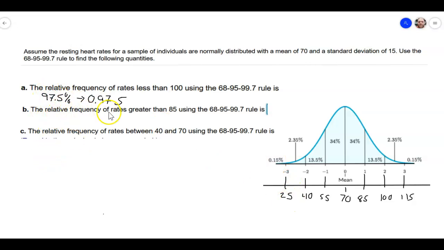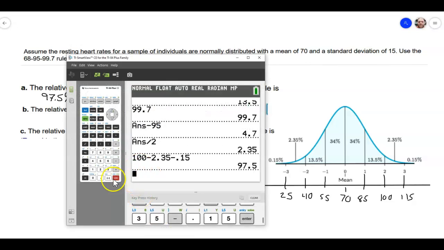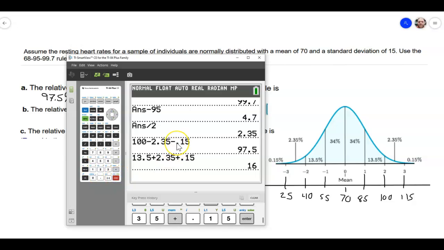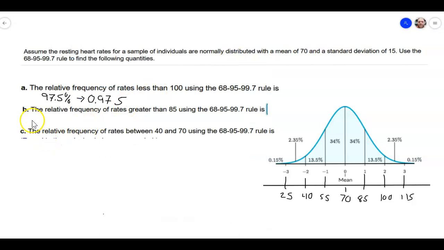The next one says the relative frequency of rates greater than 85. So here's 85, and we add up these 3 there. So 13.5 plus 2.35 plus 0.15, and I get 16, so that would be 16%. So that's the percentage of finding a value that's 85 or greater, which converts to 0.16 as a relative frequency.